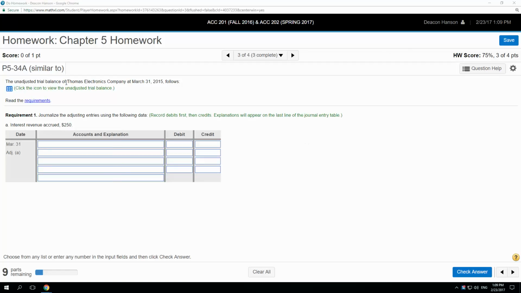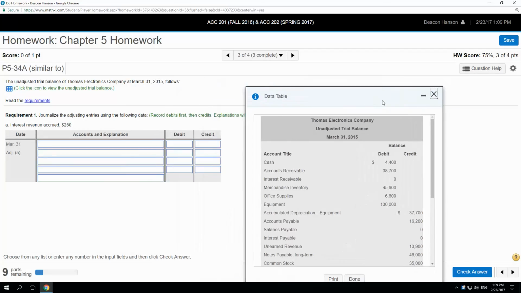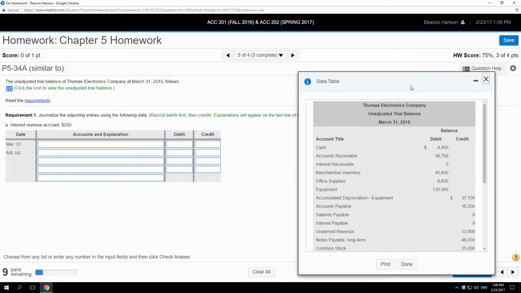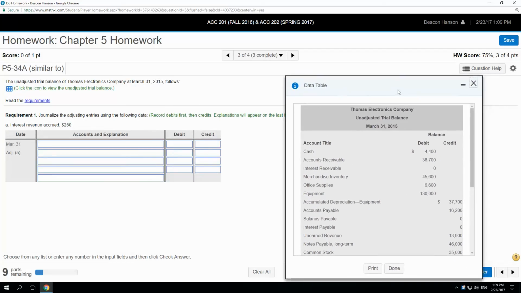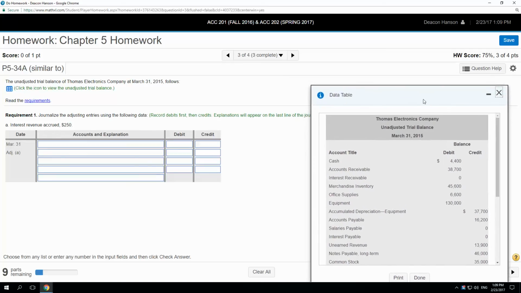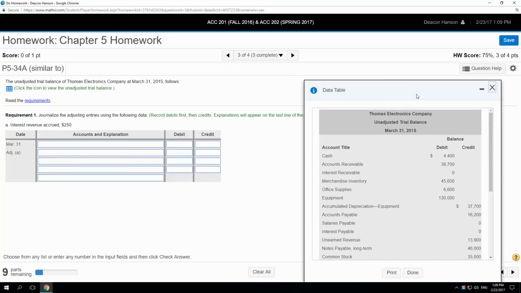So we're looking at P5-34A, and they give me an unadjusted trial balance for this company called Thomas Electronics. Okay? And what does it say here? Journalize the adjusting entries using the following data.